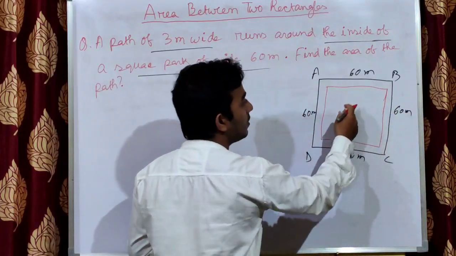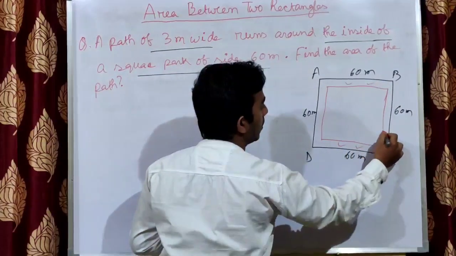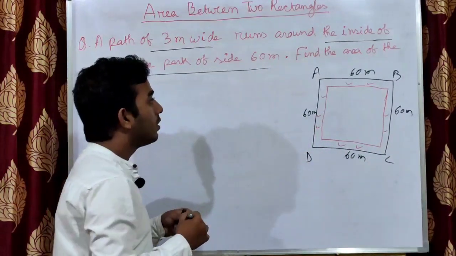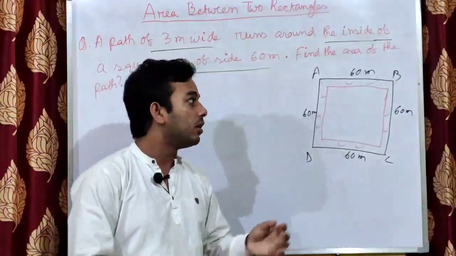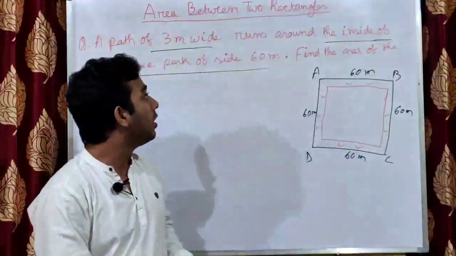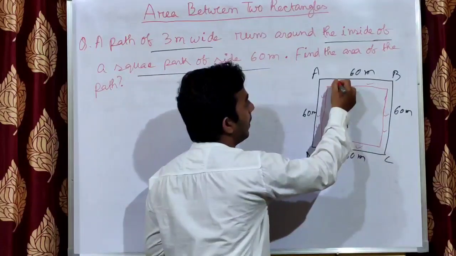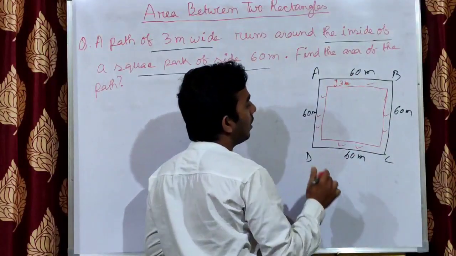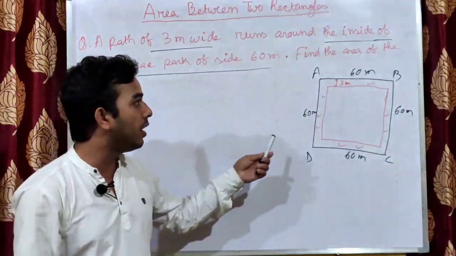Which is our path? Is this one or this one? This one is our path, right? For looking around the park, we have to walk all around the park, right? So we have constructed a path whose width is 3 meter. This is how much length of the park path is 3 meter.